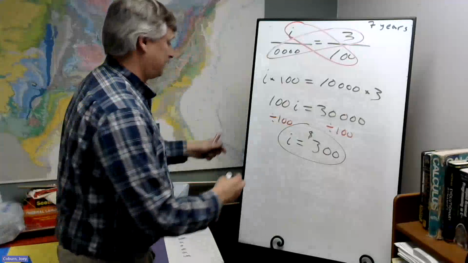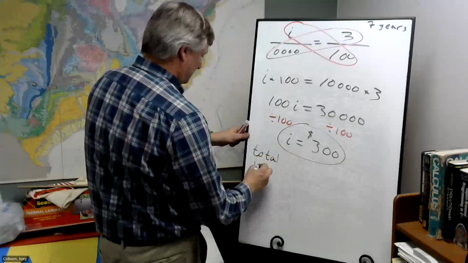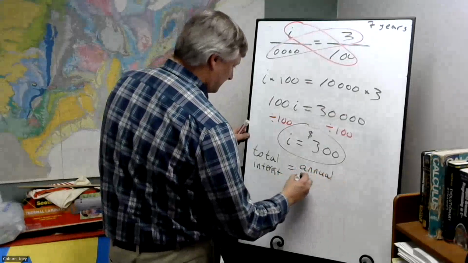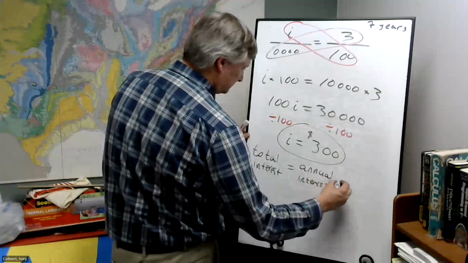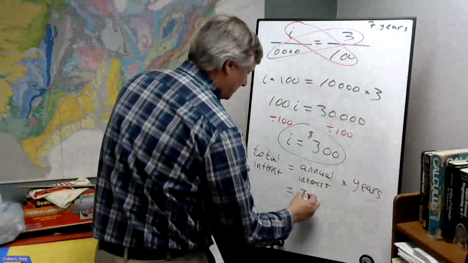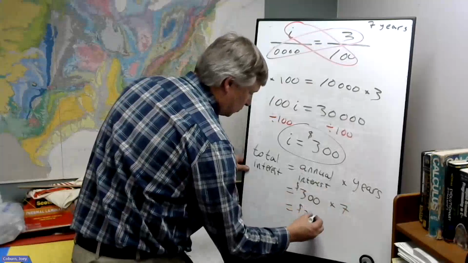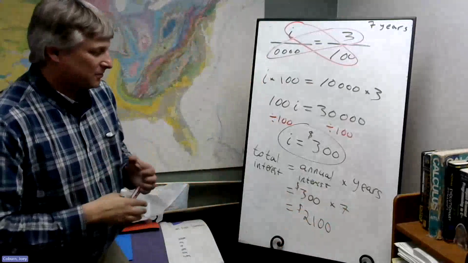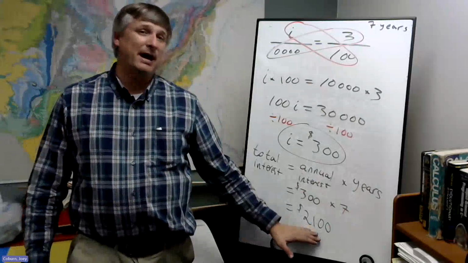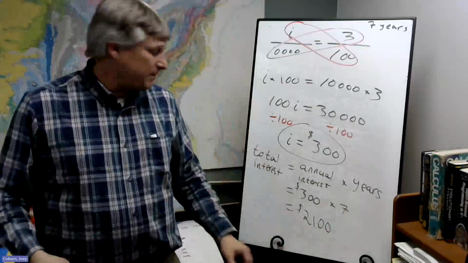So to get the total interest, annual interest times years, or $300 times 7, and that's going to come out to $2,100. So at the end of 7 years, you're going to need to pay back the $10,000 you borrowed. In addition, you have to pay back $2,100 just for the privilege of borrowing that money. It's the rent you pay on using it.